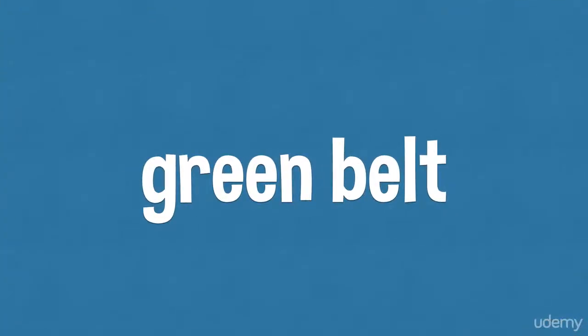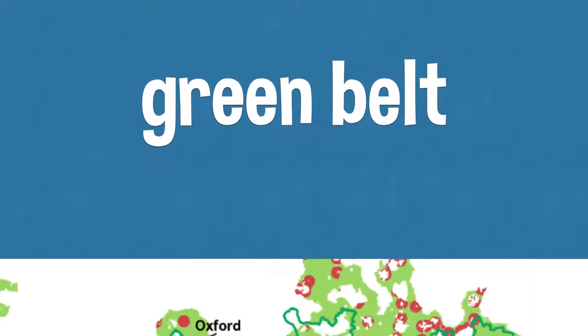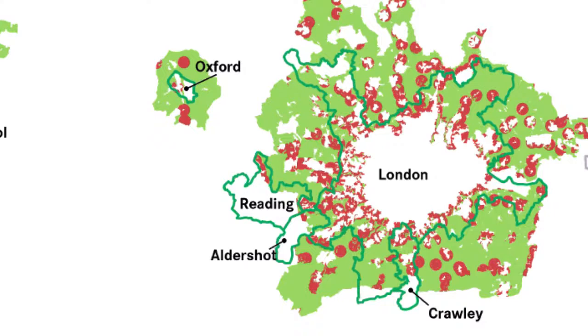Green belt is your next word. A green belt is an area of land around cities and towns in which building things is very heavily restricted. You're not allowed to build in a green belt. And the idea of a green belt is to stop a city expanding into the surrounding countryside. So here's a map of the green belt around London and some nearby towns. So you can see there's a big green belt around London to stop too much building there.